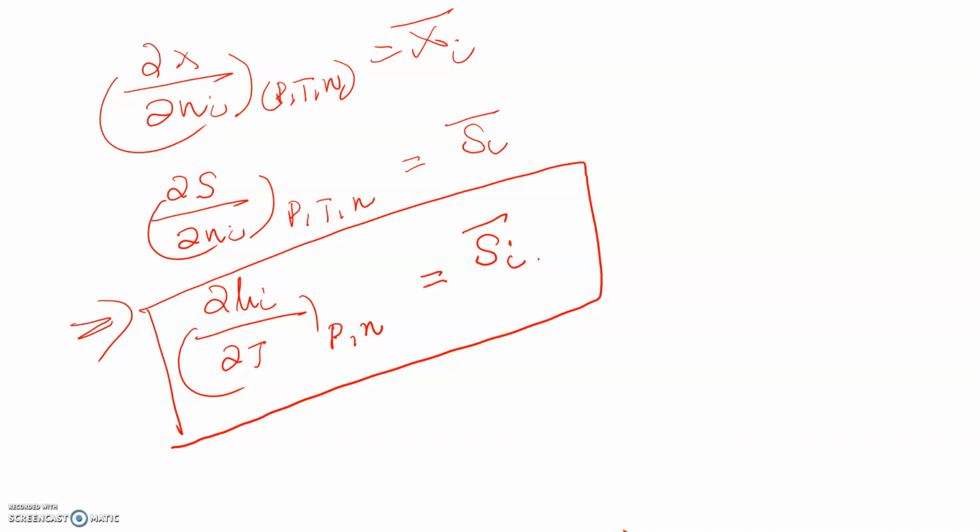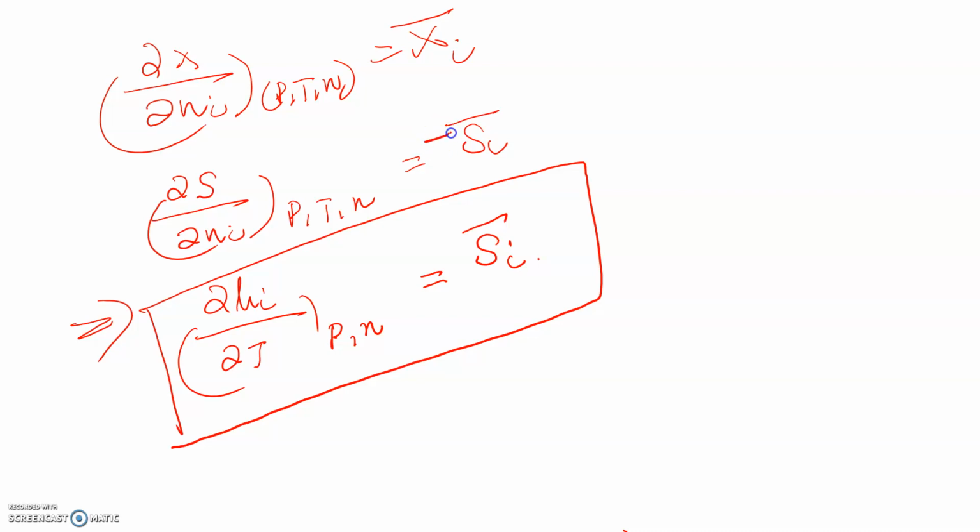As equal to the negative of the partial molar entropy. So how can you calculate partial molar entropy? By measuring the variation of chemical potential of the component with temperature, we can calculate the partial molar entropy of that component. That's how you determine the partial molar entropy of a component. Partial molar entropy can be calculated by measuring the variation of chemical potential with temperature at constant pressure and composition.